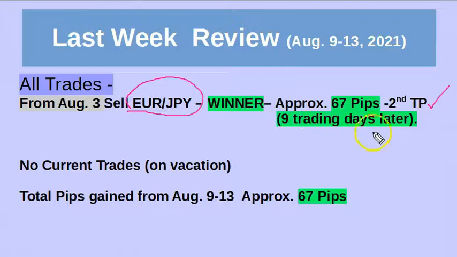Now, this is after 9 trading days later. So, my goodness, we kept this open for a long time, all the way from August the 3rd. Now, there are no recent current trades for this past week or last week because I'm still on vacation and will be on vacation till beginning of September sometime. So all we can talk about is that in the previous week, we did gain 67 pips on that one trade. Okay, so that's pretty good, guys.